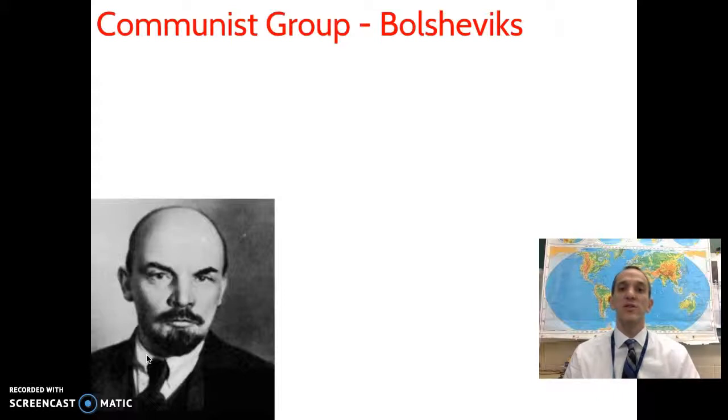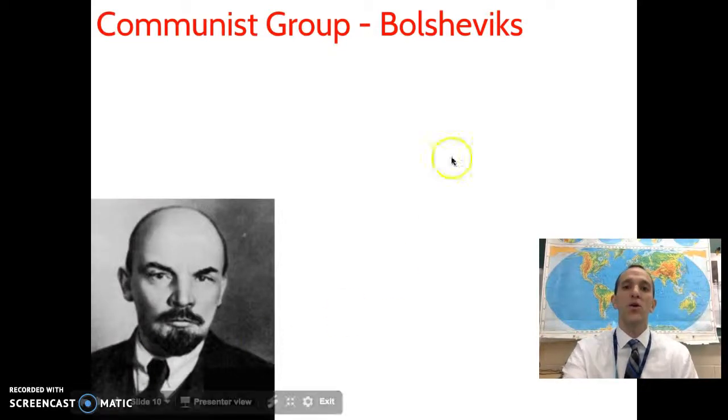In Russia, there is a group of communists who believe in this. They believe that the workers should overthrow the owners and create a society where everyone is equal. They are called the Bolsheviks. That's the name right there. That is exactly how it's pronounced. It is Bolshevik. I know it sounds like a bad word, but it's not. Bolshevik. This is their leader right here.